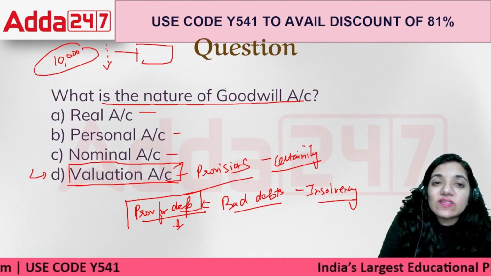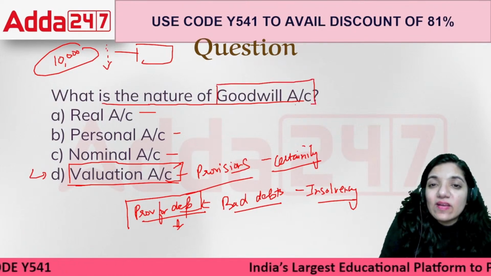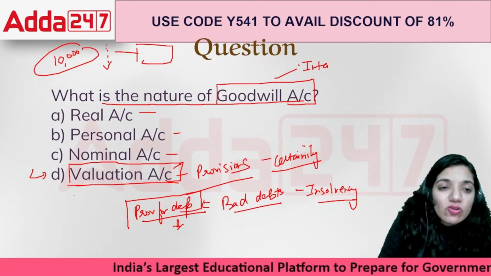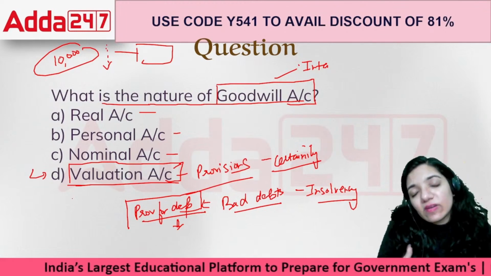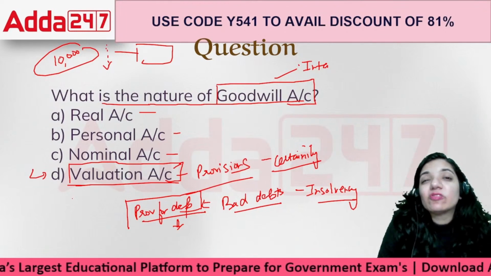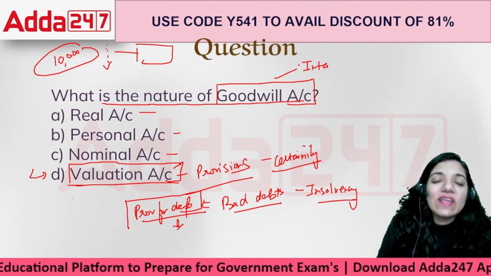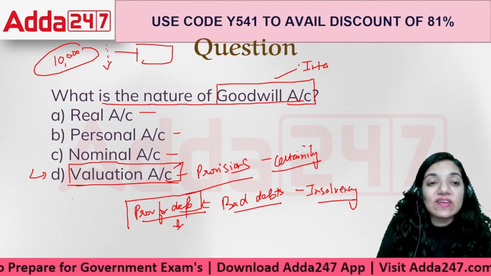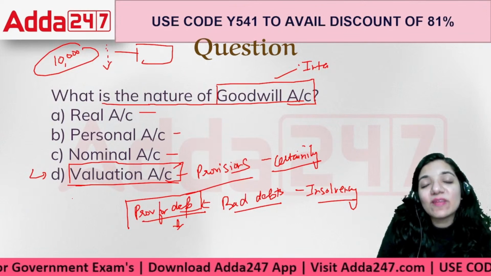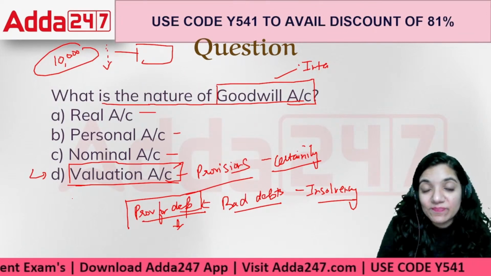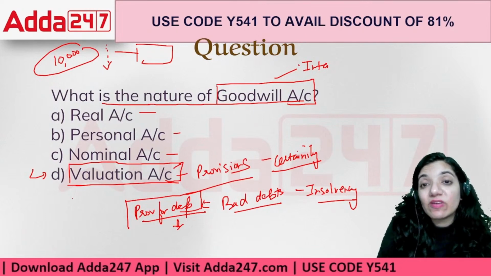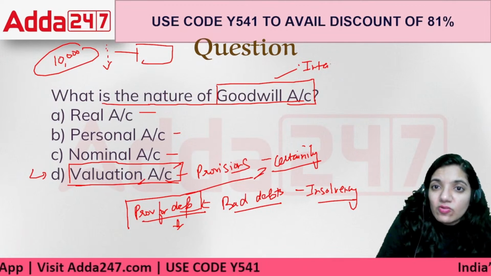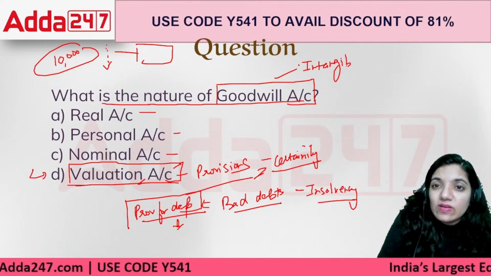So, what is the nature of goodwill, everyone? Goodwill is an intangible asset. We have talked about valuation. Valuation account refers to the provisions that we prepare. The provisions didn't exist at that point of time. Later on, these terms started coming up. That's why these were not fitted into the real, personal and nominal accounts. They got their place in the valuation accounts. Now, what is the nature of goodwill account, everyone? Goodwill is an intangible asset.